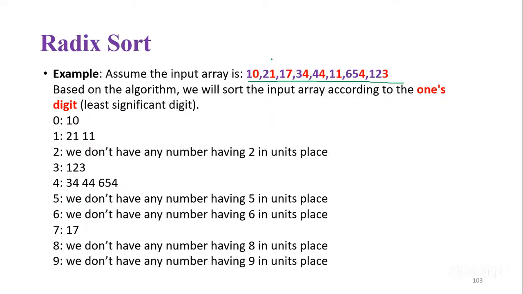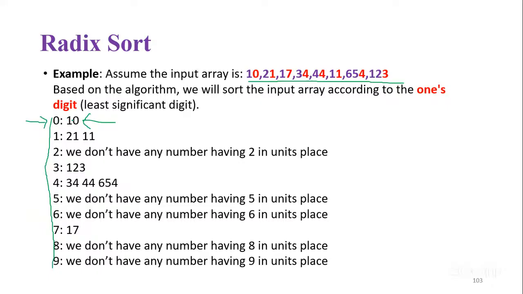Observe, first write the digits like this: 0, 1, 2, 3, 4, 5, 6, 7, 8, 9. And write the numbers here, in which number you have the unit digit 0. Observe here. This is the 0th row. We are talking about only the unit place, the ones digit.